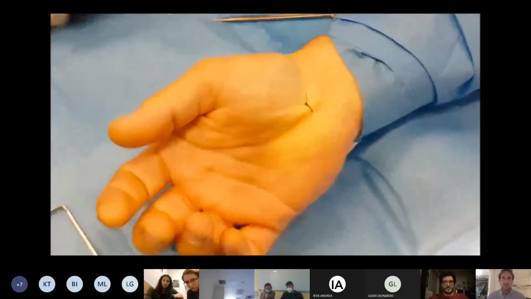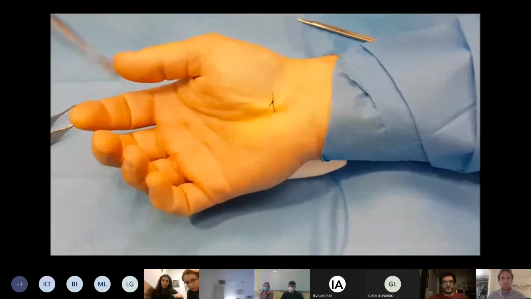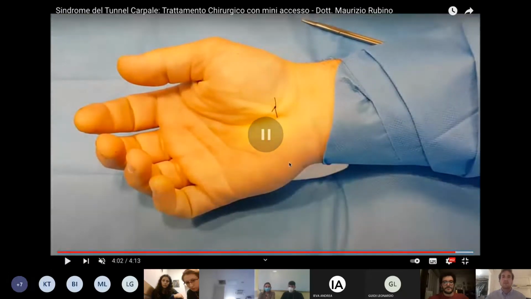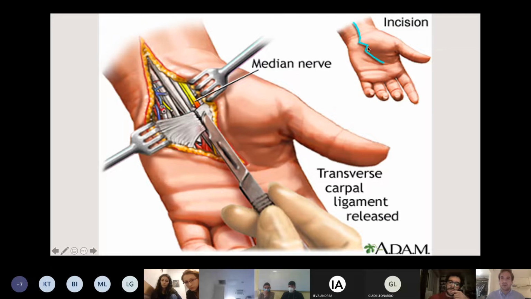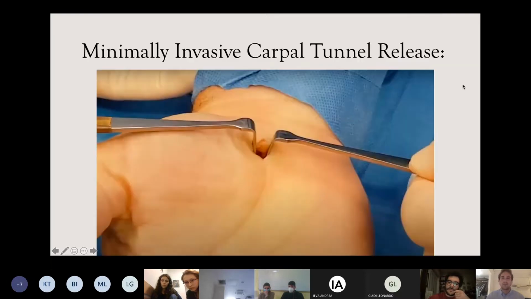Okay, this is when the surgery is done. Very fast surgery with few complications, and can be done in an ambulatory setting, usually under 10 minutes. If you compare that type of skin incision to this one, okay, of multiple centimeters, you can appreciate why we can define this approach as the minimal invasive.